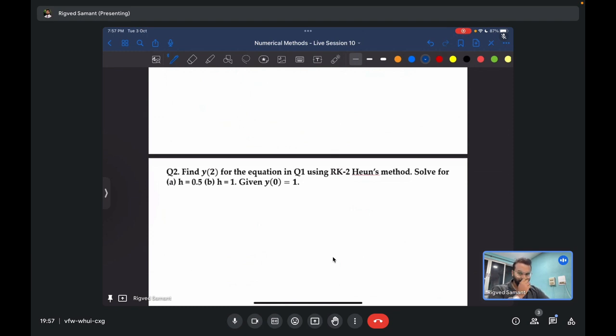So now in the second question, find y of 2, again for the same equation as in Q1. I'll just write down the equation. What is f of t comma y? It was t cube e raised to minus 2t minus 2y, and where it came from: dy by dt plus 2y is equal to t cube e raised to minus 2t. That was your question.